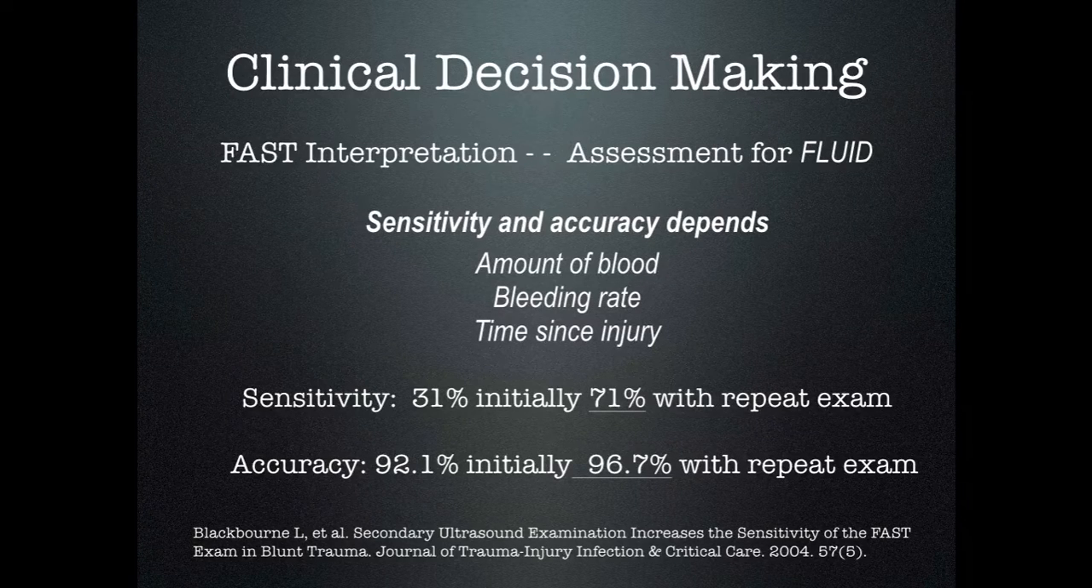time since injury. So if you look at the initial FAST exam in this study, initial FAST exam had a sensitivity of 31% and an accuracy of 92%. If you waited and repeated the exam, more blood will have collected, and so your sensitivity goes up. It goes to 71% and accuracy of 96.7%. So as we can see that multiple exams increase your sensitivity as well as specificity as well as your accuracy.